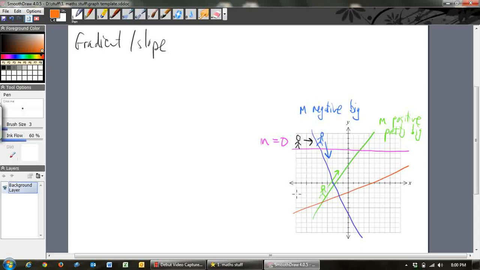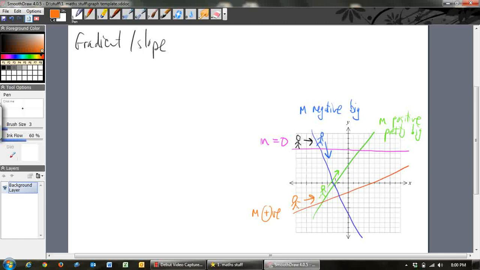Let's have a look finally at this reddish, purplish, brownish colour. You're a dude walking up this line. Is it positive or negative? He's walking uphill, and so m will be positive. It's going to be a positive gradient going uphill.